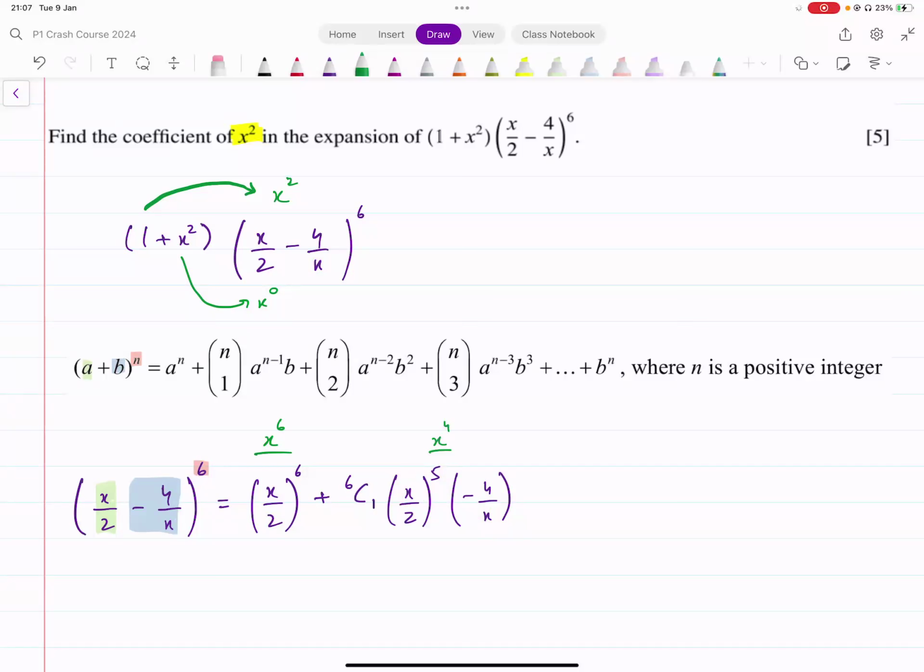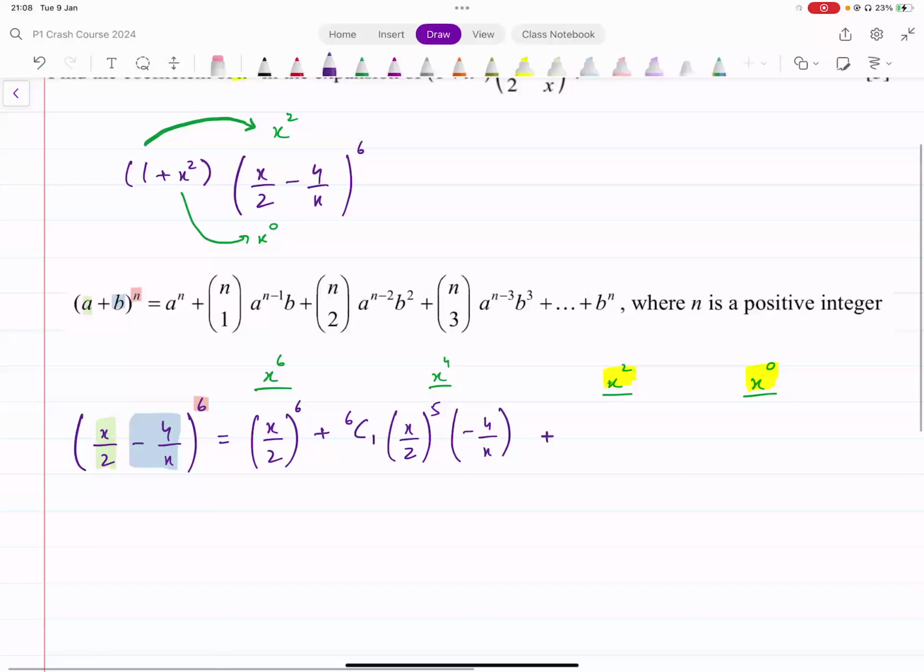The first is x raised to power 6. The second is x raised to power 4. So there's a difference of negative 2. So the next one, therefore, is going to be x raised to power 2. We need that, right? That's the term that we were looking for. And the next one after that is going to be x raised to power 0. We also need that. So these are the two terms that we need. So we just expand to two more terms.